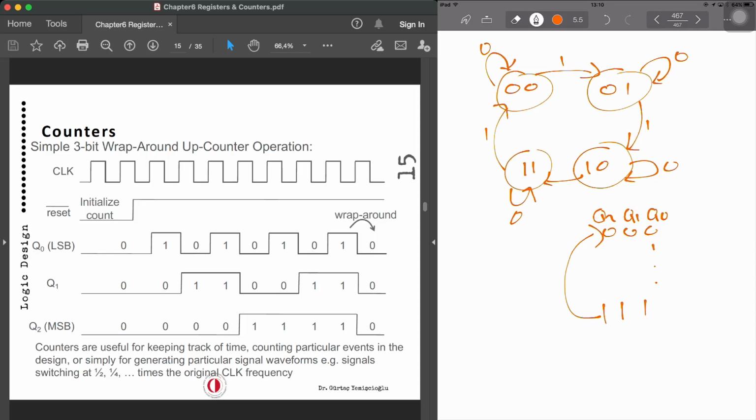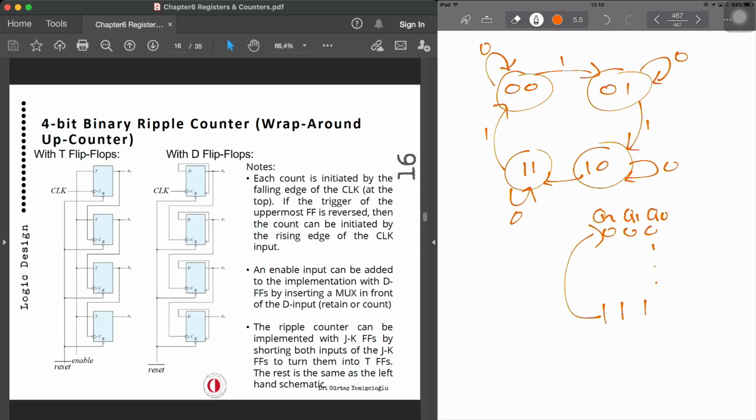Now, these counters can be implemented with different types of flip-flops, and they can be either synchronous or asynchronous. If we look at slide 16 now, you can see a binary ripple counter, demonstrated with 2 different types of operations, with T-type flip-flops and D-type flip-flops. As you can see, the clock is feeding the first, least significant bit flip-flop, and the rest are not fed with the clock.